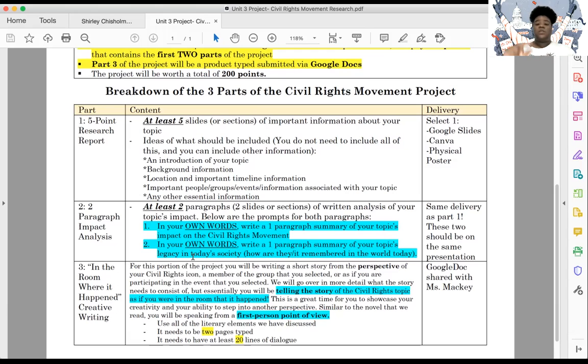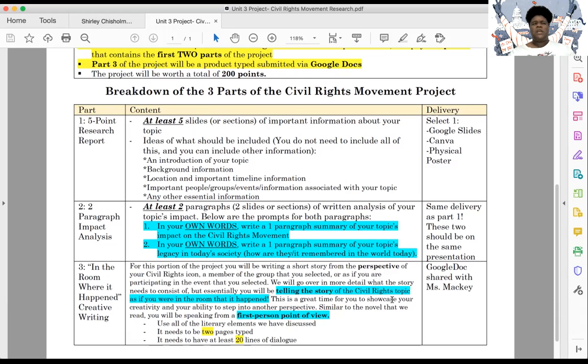Part 3, this is where we kind of do a different document. You're going to be doing a Google Docs, and it's about if you're in the room where it happened. You're going to be writing a short story from the perspective of your icon, a member of the group that you are researching, or as if you were participating in whatever event that you selected.